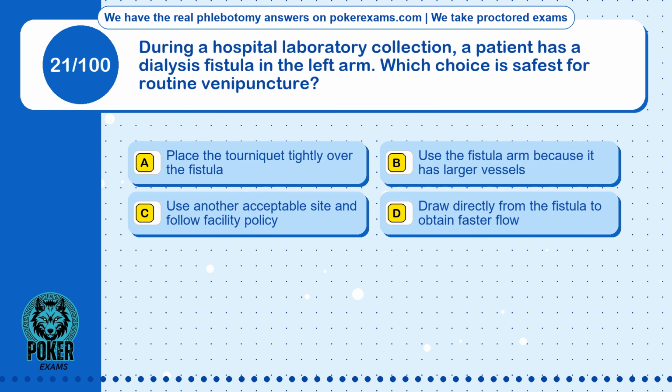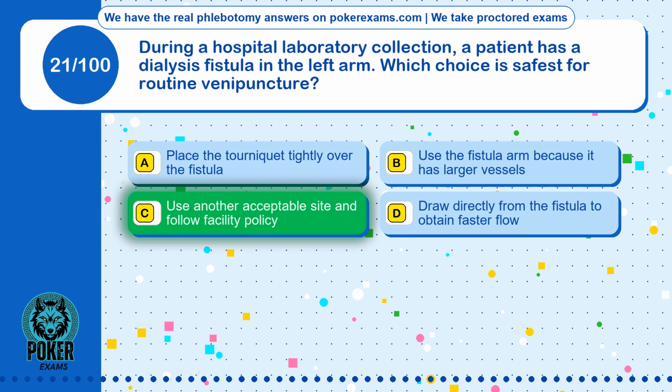Question 21. During a hospital laboratory collection, a patient has a dialysis fistula in the left arm. Which choice is safest for routine venipuncture? Option A, place the tourniquet tightly over the fistula. Option B, use the fistula arm because it has larger vessels. Option C, use another acceptable site and follow facility policy. Option D, draw directly from the fistula to obtain faster flow. The correct answer is option C.